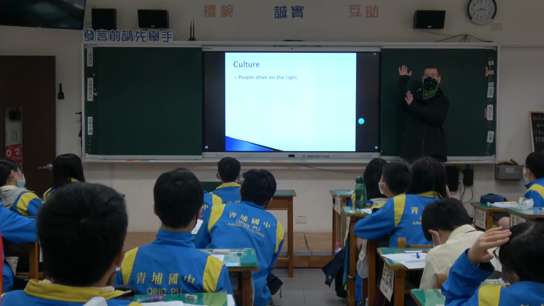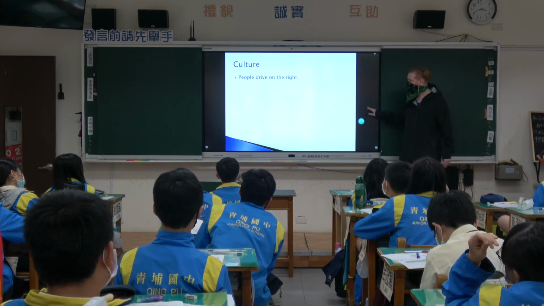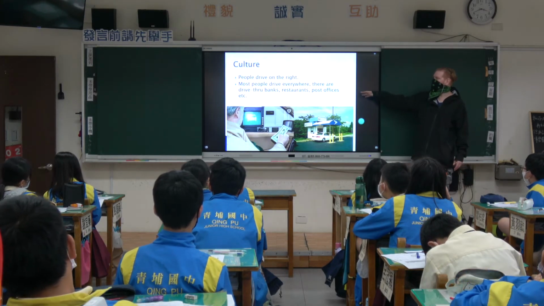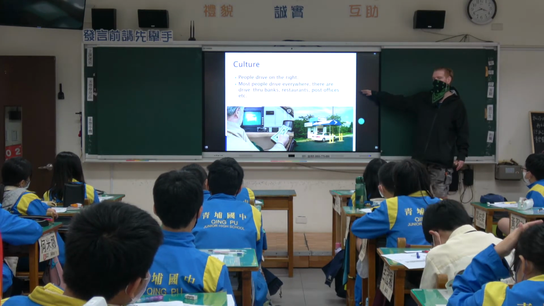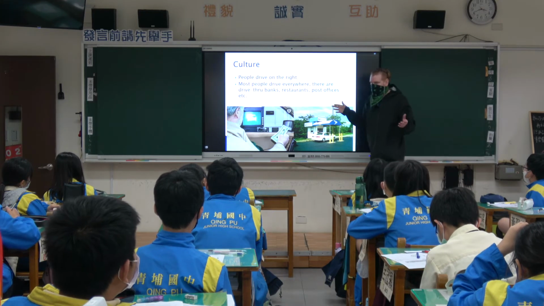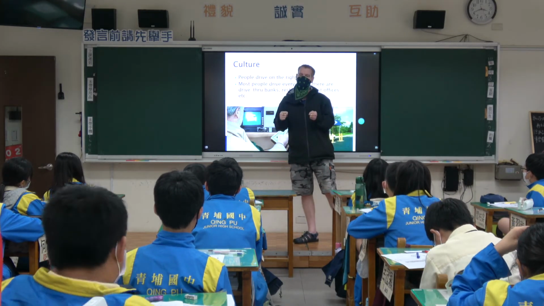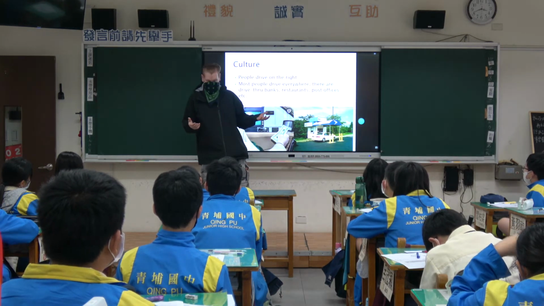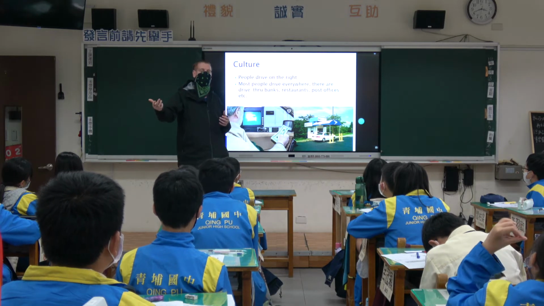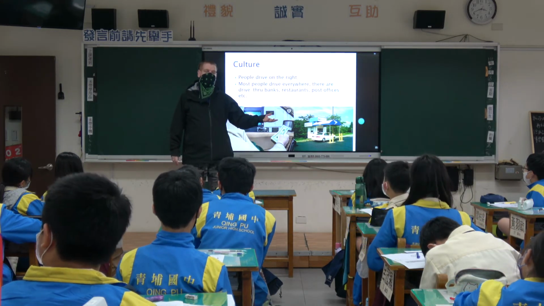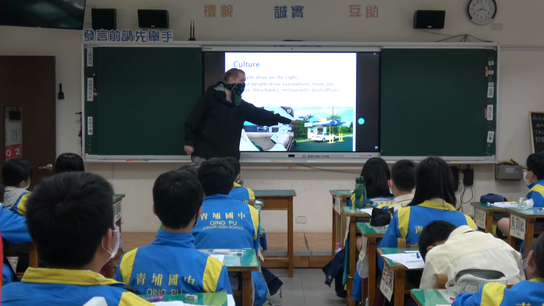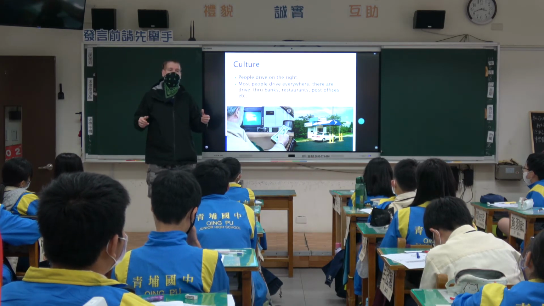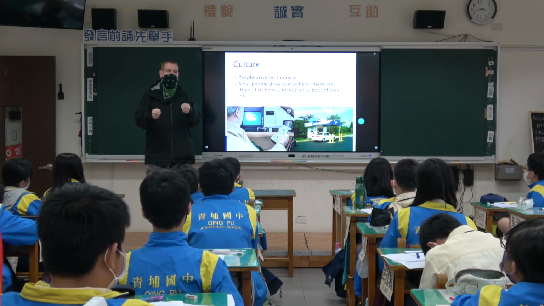People drive on the right. Most people drive everywhere. They drive through banks, restaurants, post offices, etc. In America, driving is very important. You can do lots of things in your car. You can go shopping, you can see a doctor, you can go to the post office, you can get money, you can do everything inside your car.